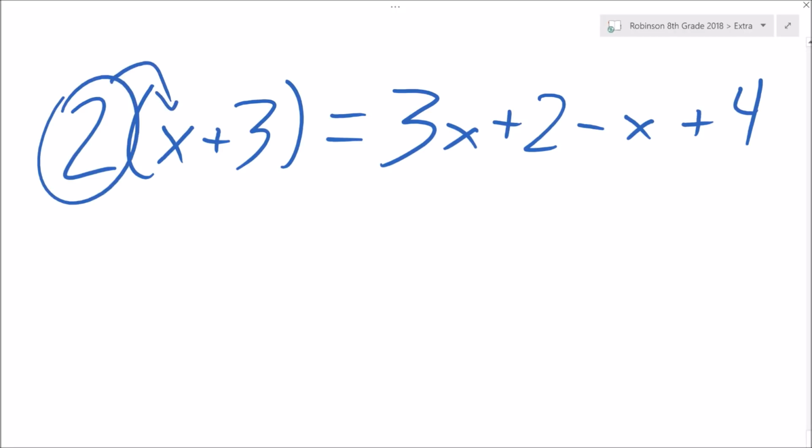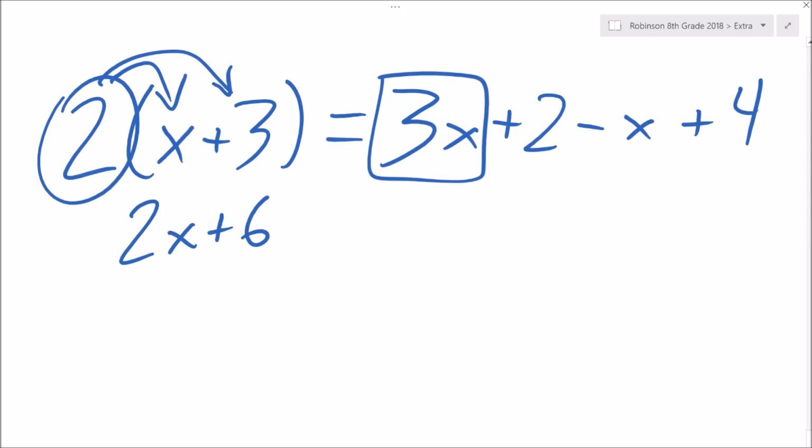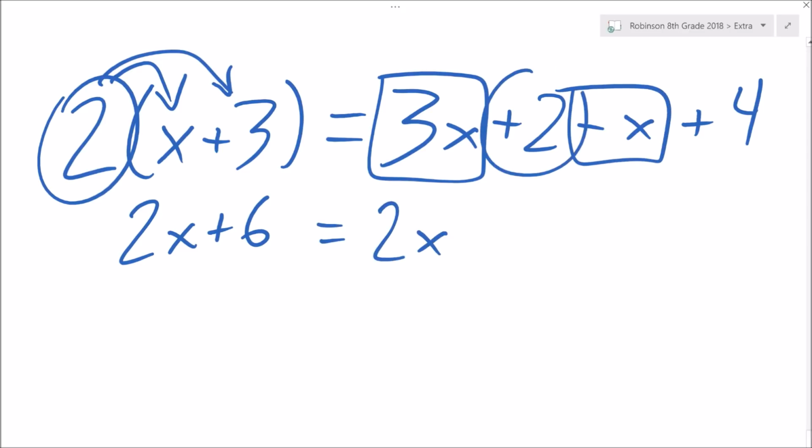When I distribute my 2 to my x and my 3, I again get 2x plus 6. I can combine like terms over here. The 3x and the minus x becomes 2x. The 2 and the 4 become 6. Now things start to look a little bit weird here, and some people might see what's going on. But for those of us who don't, let's keep going.